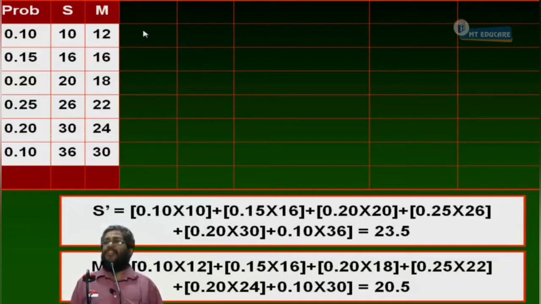Had I invested in all the securities in the market portfolio in the given proportion, I don't know how much, 20.5 is the return I expect. Can I proceed or not? Next item is what?